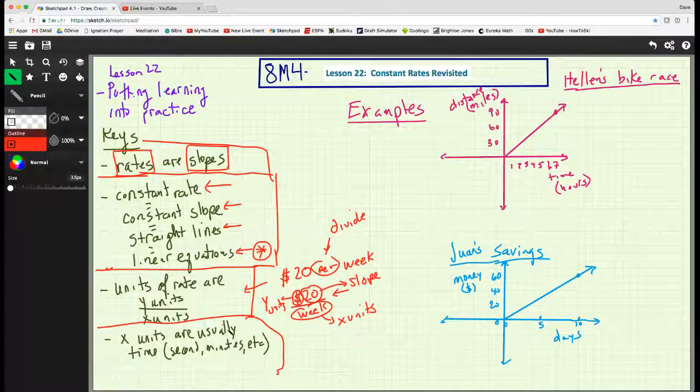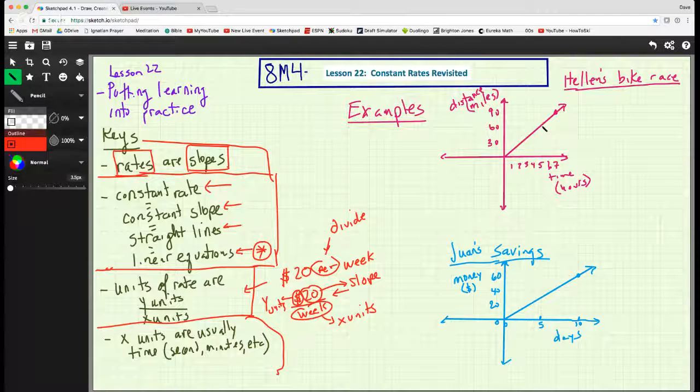Now, the last piece is the x units. Whenever you see dollars and weeks or you see miles and hours, the x units are usually time. Almost always the x unit is time. So when you're looking at rates, time goes on the x-axis, whether it's hours or days. So let's look at these two quick examples. We won't do completely the math yet.